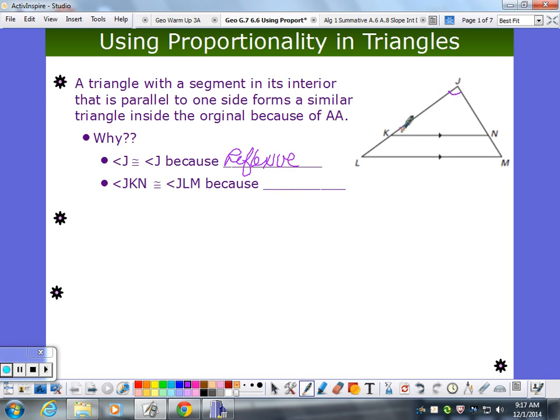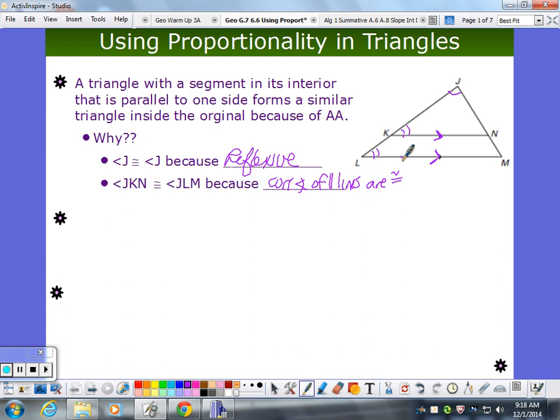Now I'm also stating that JKN is congruent to JLM. Why is JKN congruent to JLM? A little hint here, subtle hint. Jack, how come? Corresponding angles of parallel lines are congruent. Remember, the parallel line part is important. They're not necessarily congruent unless these lines are parallel.